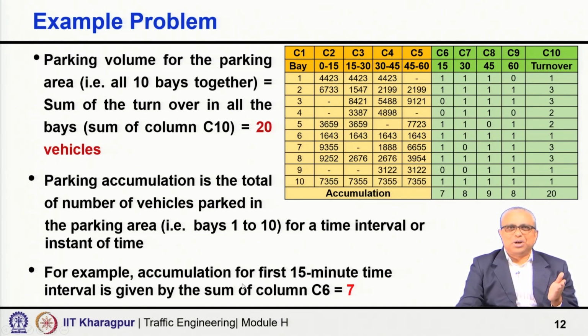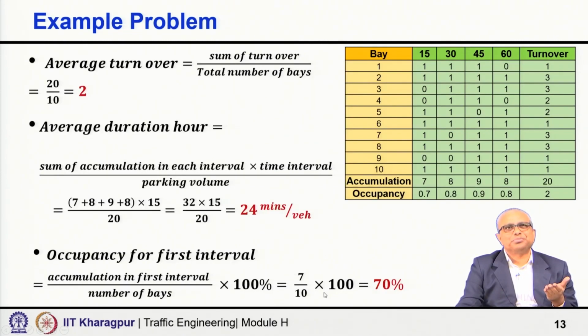So, my parking accumulation in the parking area, the entire thing, I am getting for the first 15 minute interval 7, second 15 minutes 8, third 15 minutes 9, fourth 15 minutes 8 vehicles. So, like that I can calculate.